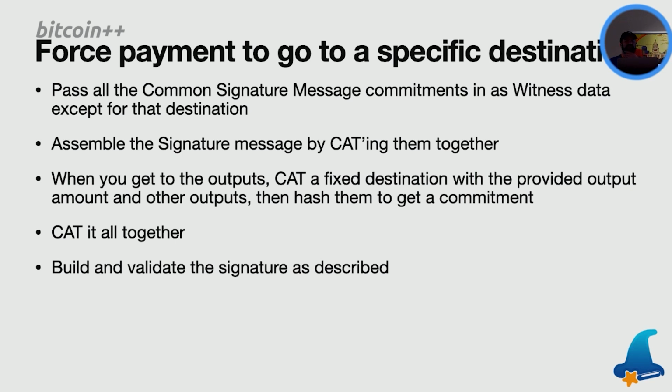Some things that we could do with that, just as an example, are you could say all the data that I'm going to shove into the witness is going to be everything except for the destination. I'm going to fix that in my script. It's actually going to be committed to in a tap leaf.